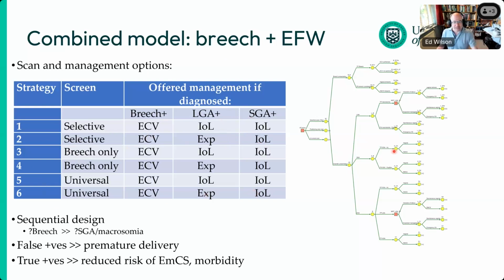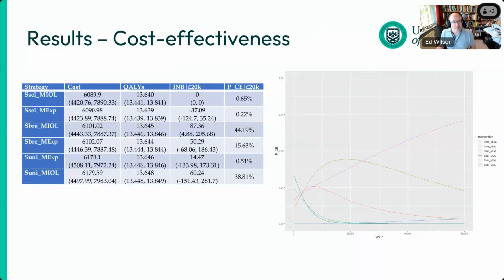I won't go into detail about the model, but basically it was a decision tree, quite a monstrous decision tree. What we found was that overall, there are lots of numbers here, but the key thing to come out of this is that the option with the highest expected incremental net benefit was to scan just for breech presentation, and then to induce labour if you suspect the baby is large for gestational age. So that came out as the recommended option.